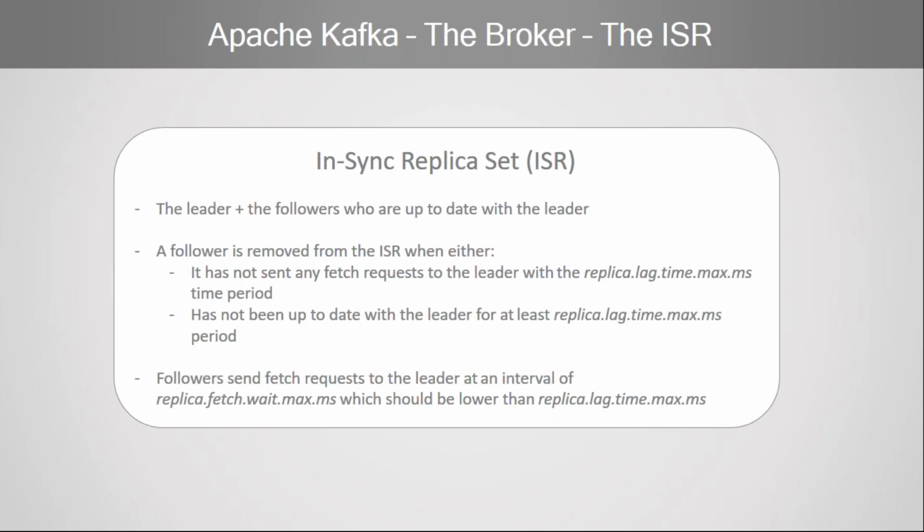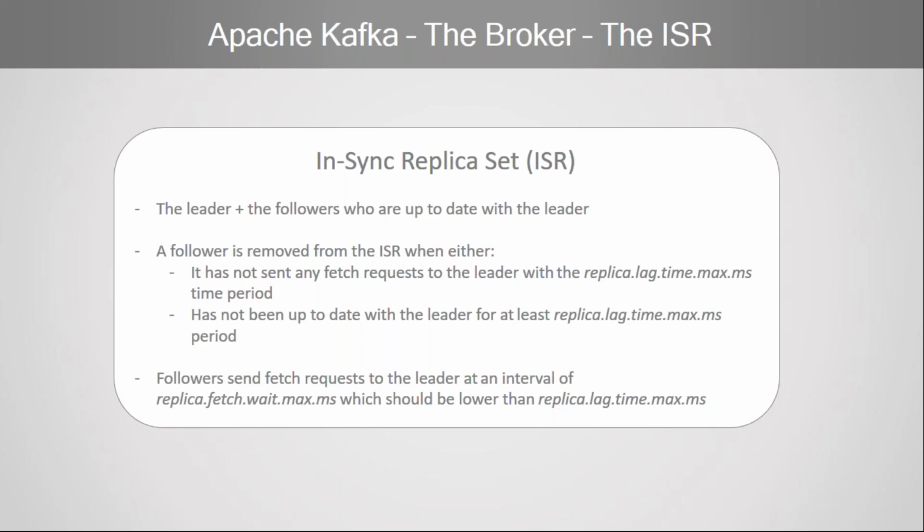Or if it's a slow replica, if it's been out of date for more than this replica.lag.time.max.ms, it will also be removed. By default, this is 10 seconds. The leader and the followers know where they're up to. The leader has a high watermark, which is the committed offset. When followers make fetch requests, it knows what offset the followers are at, so it will know if one is out of date. And if it's out of date for more than those 10 seconds, it removes it from the ISR.